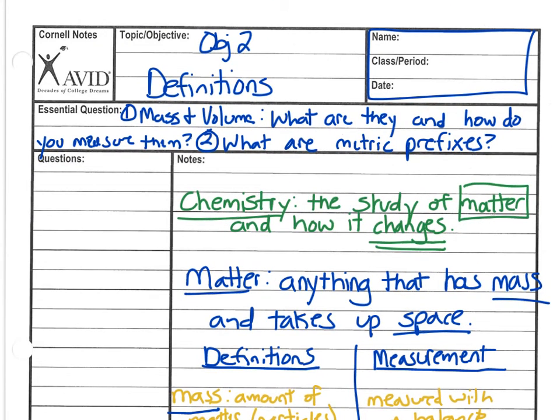So we've answered the question, mass and volume, what are they, and how do you measure them? So now we're going to flip over to the next page, and we're going to finish talking about the other question, which was what are metric prefixes? And we're also going to talk about why they matter, which is part of what they are. So let's get a definition of those up here.